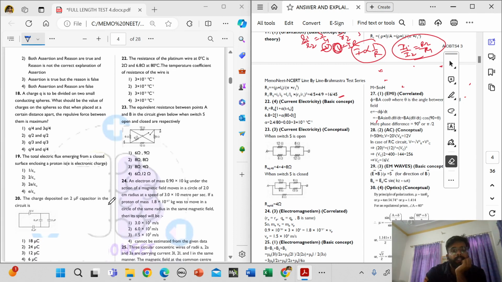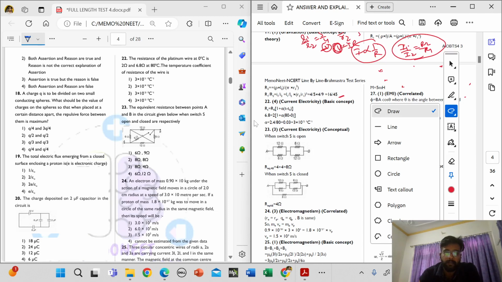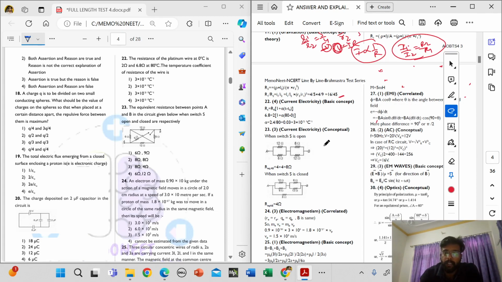Next, what is the equivalent resistance between the points A and B in the circuit given below when the switch S is open and closed, respectively? In these questions we have to draw the circuit very carefully. This is point A. We have to calculate the equivalent resistance when the switch S is open and when S is closed. This is point A and this is some point B.